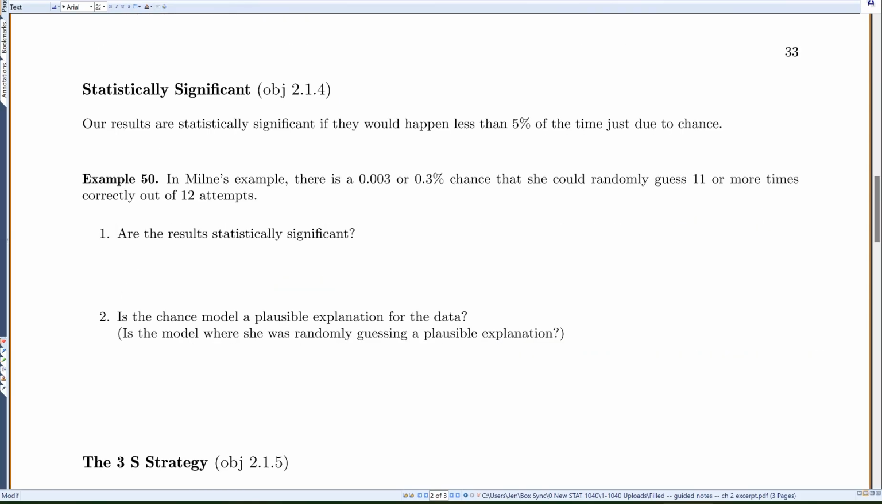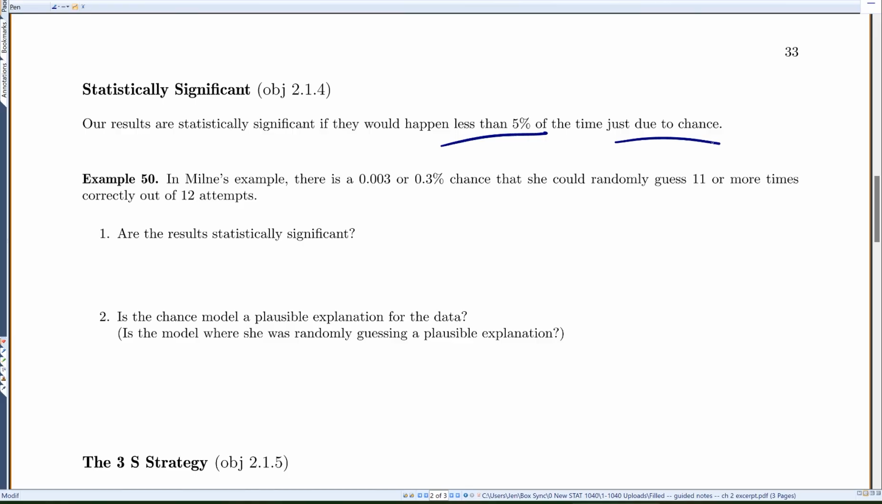So we're going to use a vocabulary term called statistically significant. Our results are statistically significant if they would happen less than 5% of the time just due to chance. So less than 5% of the time just from chance. So in our example with the t-shirts, there is a 0.003 or 0.3% chance that she could randomly guess 11 or more times correctly out of 12 attempts, if she was just randomly guessing.